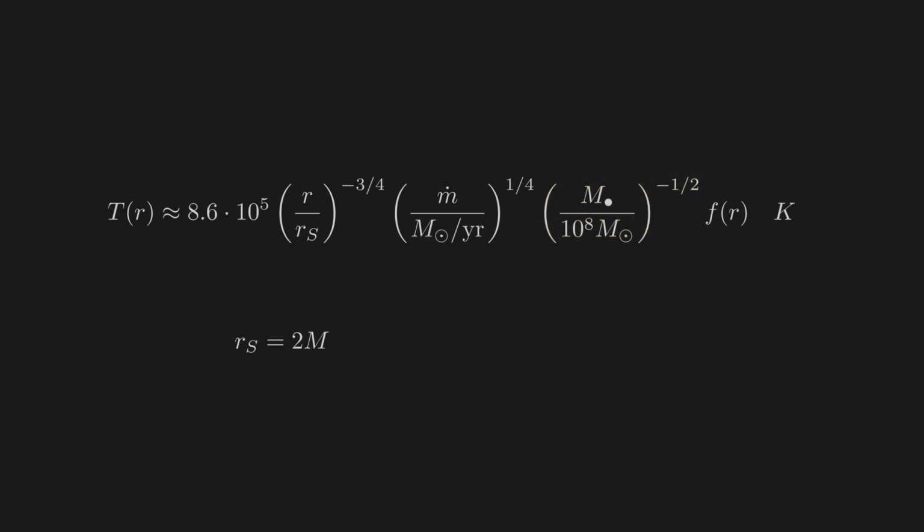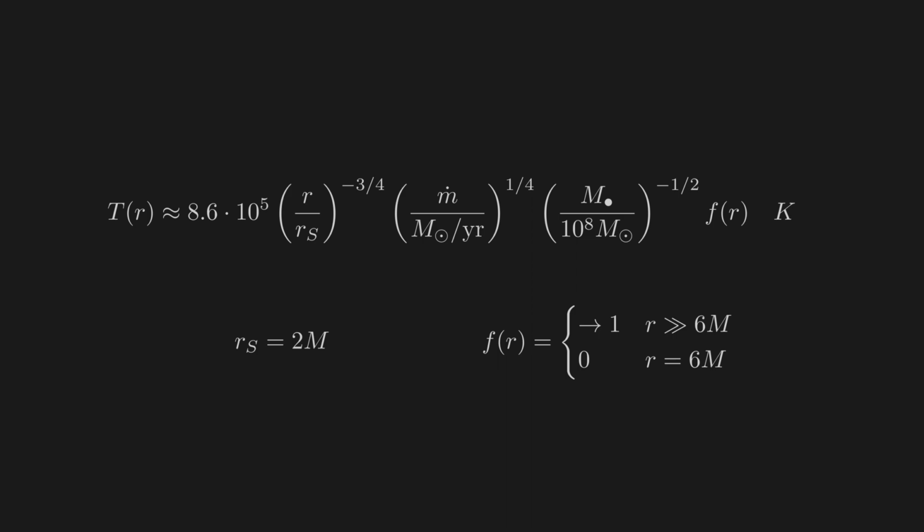The reason for putting in these typical values for mass accretion rate and total mass is just to be able to use values relatively close to 1 in our shader, instead of having to put in values on the order of 100 million. Finally, there is this f of r. This is a function that goes to 1 for large values of r and goes to 0 as r approaches 6M. This is a relativistic effect.